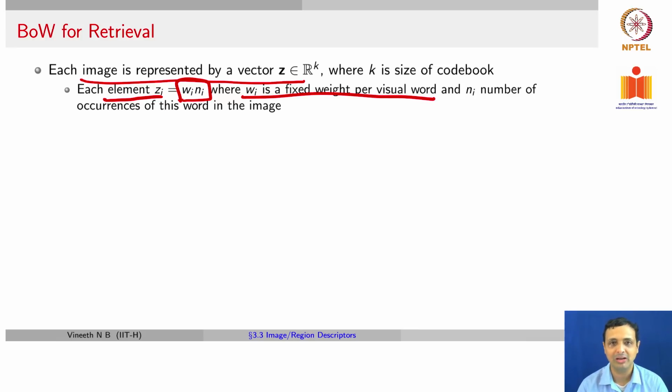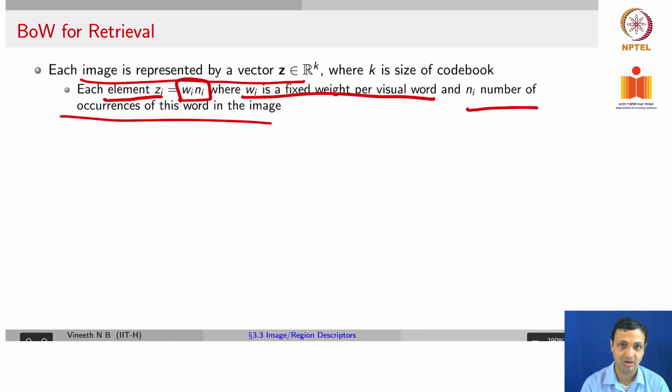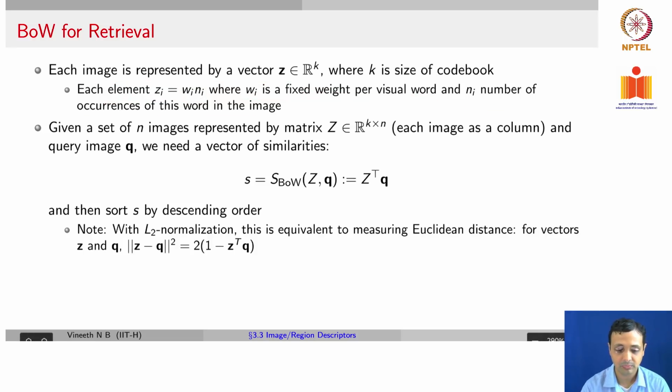You can choose to assign a weight. If you don't have a weight, they could just have uniform weights. And ni is the number of occurrences of that particular word in this query image. I'll repeat that. wi is a weight per visual word, which is optional, and ni is the number of occurrences of that word in this image.